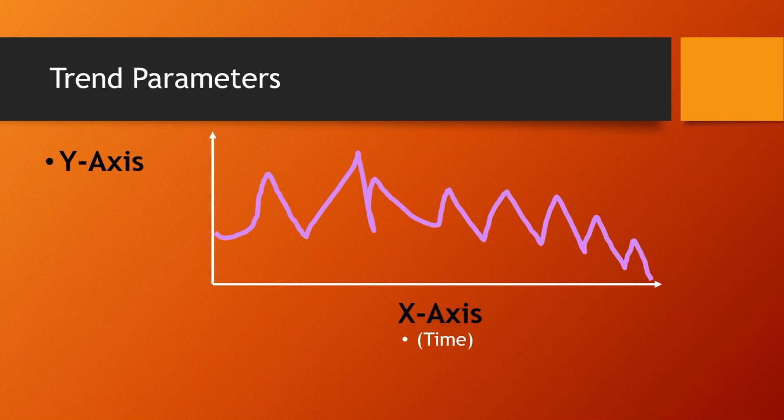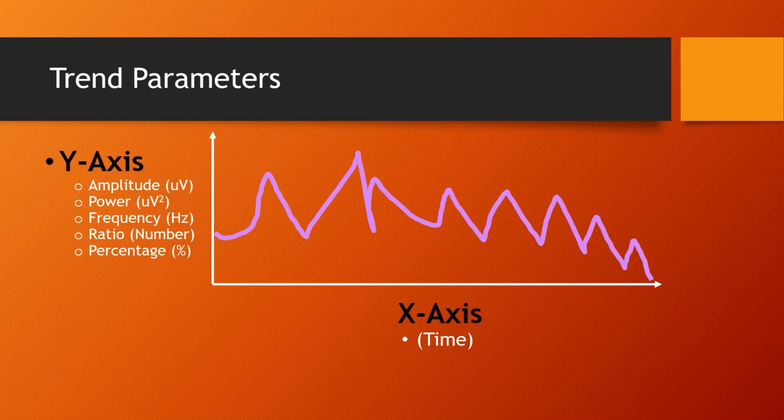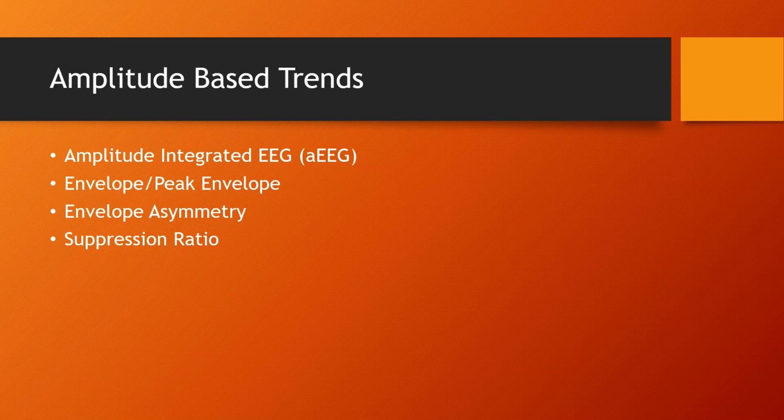So in the trends that we'll be looking at, the x-axis is always going to be time. Our y-axis may be amplitude, power, frequency, ratio, or percentage. And our z-axis, which we only have in the spectrogram, is going to be a color scale, where a lot of activity is red and minimal activity is blue.